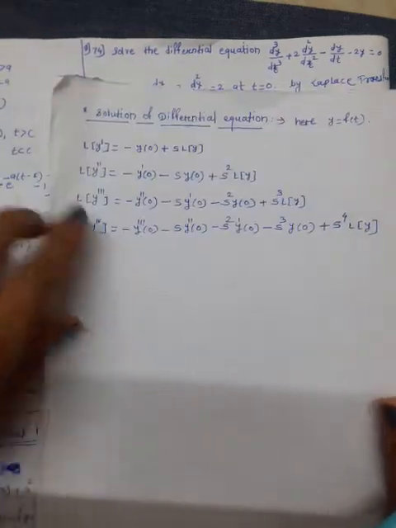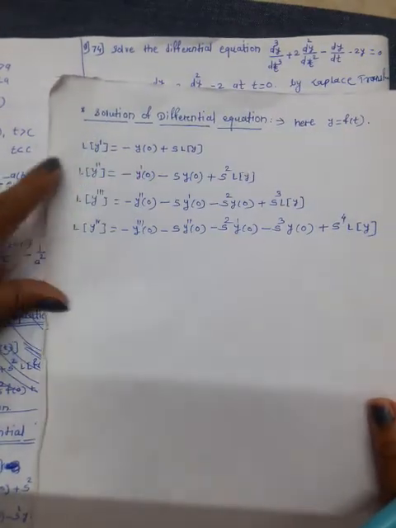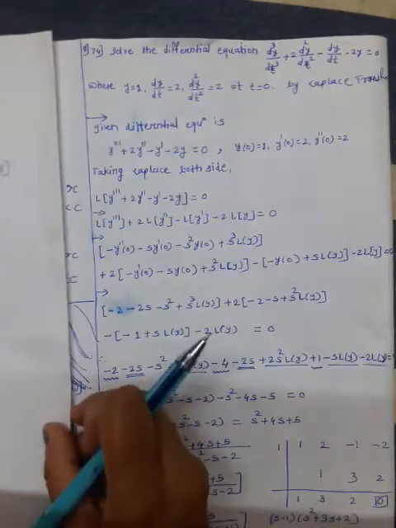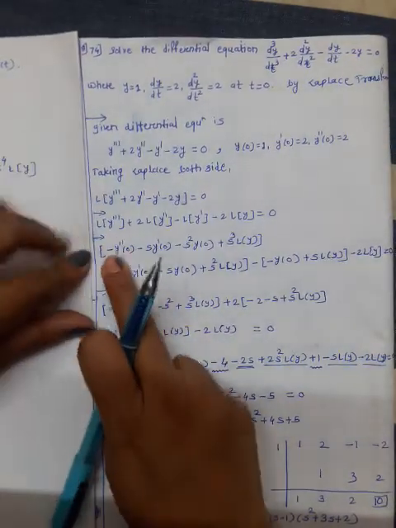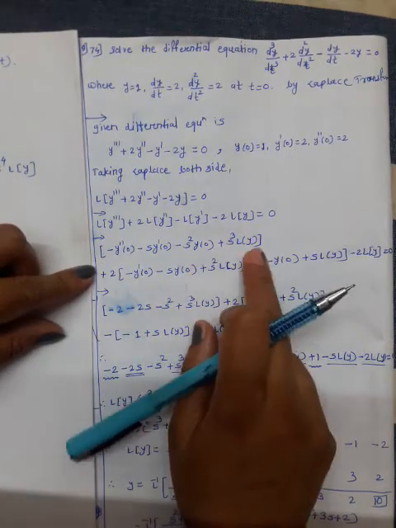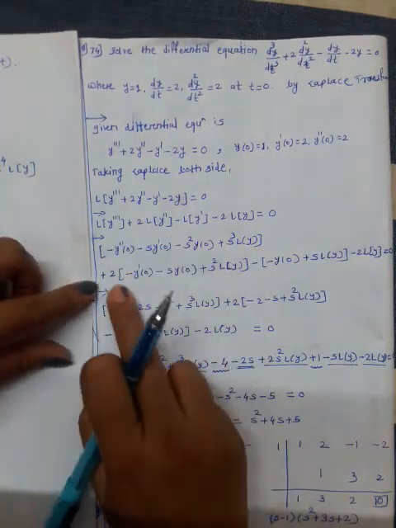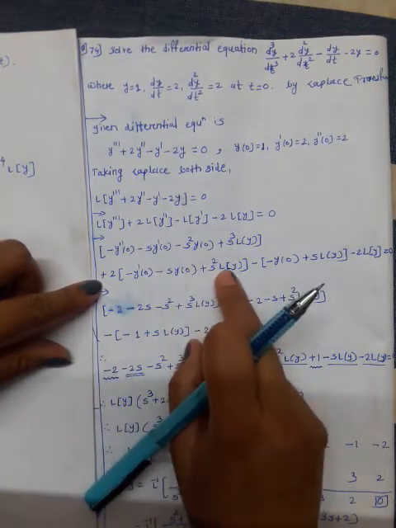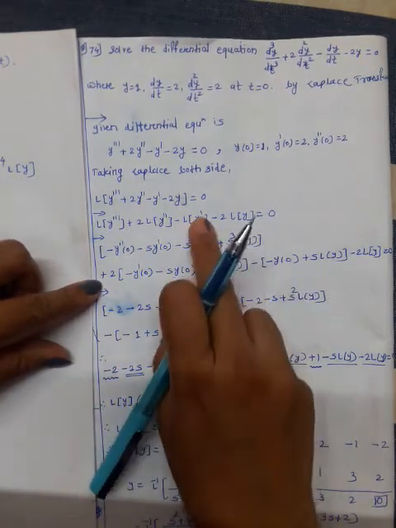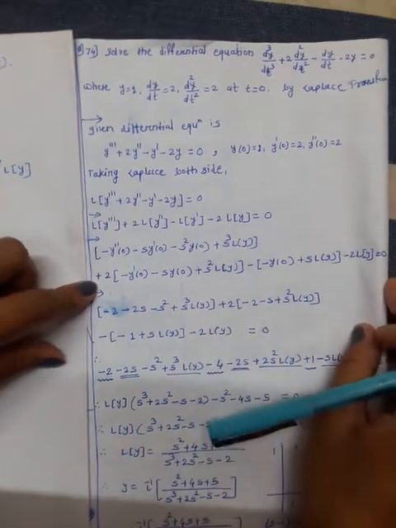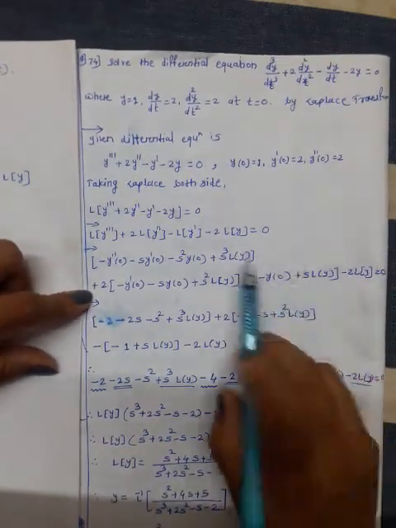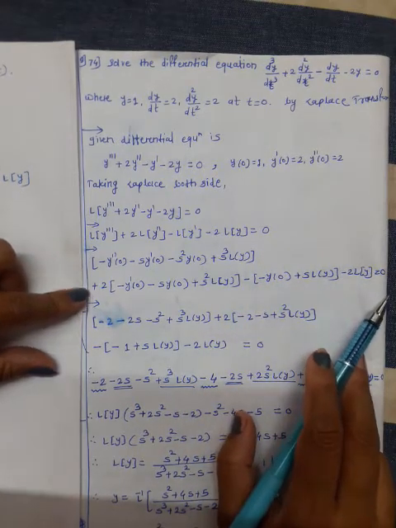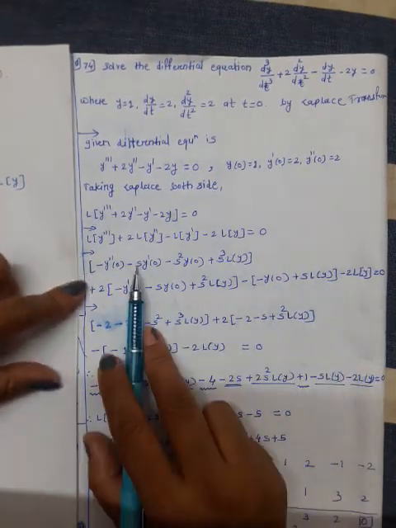Now put these formulas here. This formula we have just seen. L of y dash is this, L of y double dash is this, L of y triple dash is this. Okay, keep those formulas here with the brackets. We get this formula for L of y triple dash, plus 2 as it is, this formula for L of y double dash, minus the formula for L of y dash, and minus 2 L of y as it is, equal to 0. Okay, this is the third step.